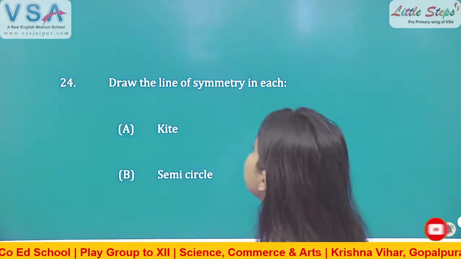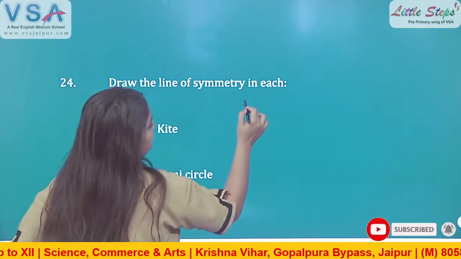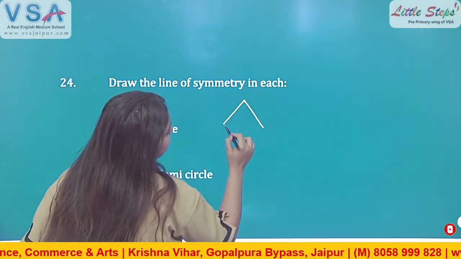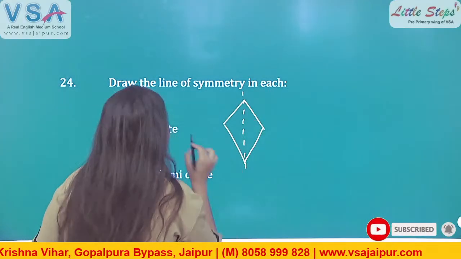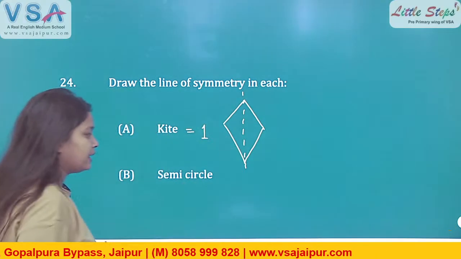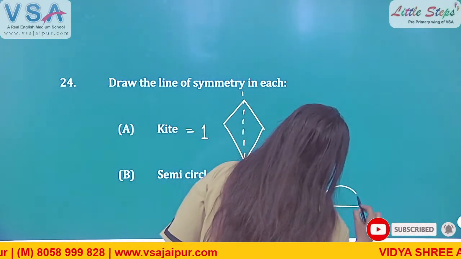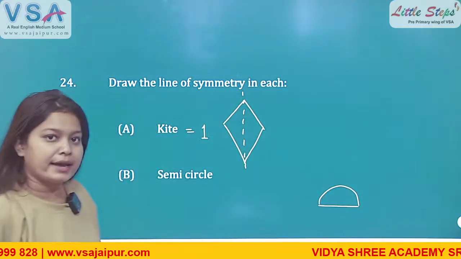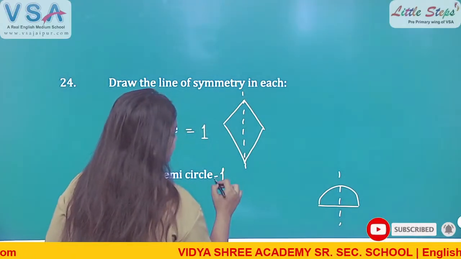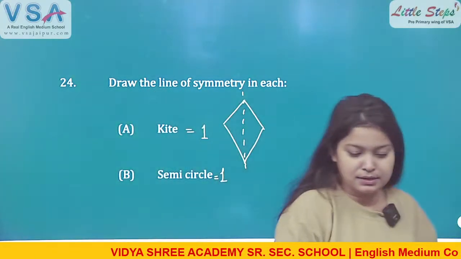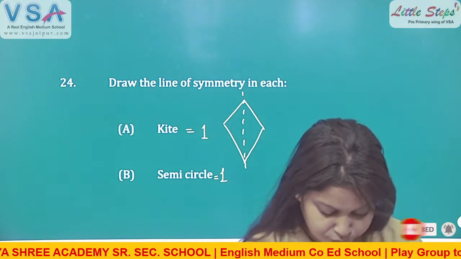Draw the line of symmetry in each case, kite as well as semicircle. As you all can draw a kite, you will tell me how many lines of symmetry will be drawn. Only a single line of symmetry can be drawn in a kite. Clear? In semicircle, how many lines are supposed to be drawn? Again, a single line can be drawn in semicircle too. Clear? This is as simple as that. This is the most simplest chapter of your book.